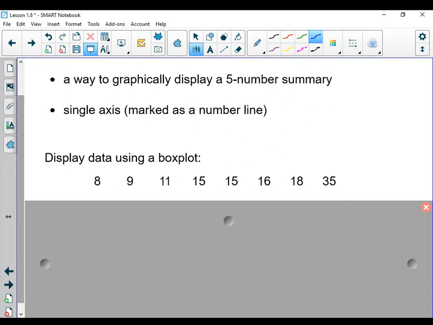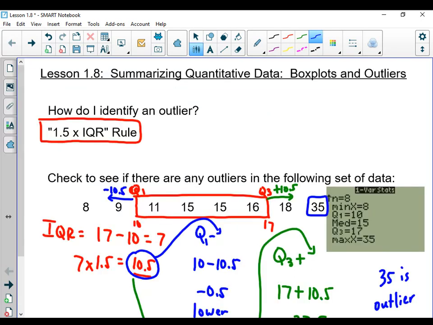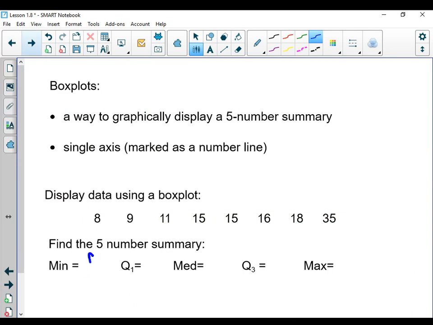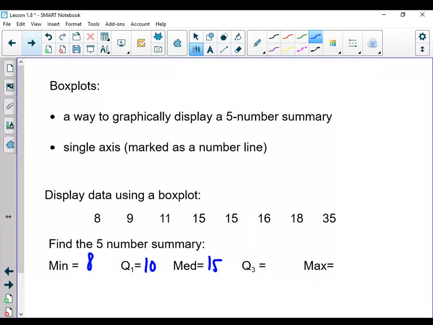So here's how we're going to make a box plot based on using that same data that we just used. Well, the box plot again is going to show our 5-number summary. So we've got to do our 5-number summary. But we just did that. So the 5-number summary, we had a minimum of 8. Q1 was 10. Median 15. You always got to start there.